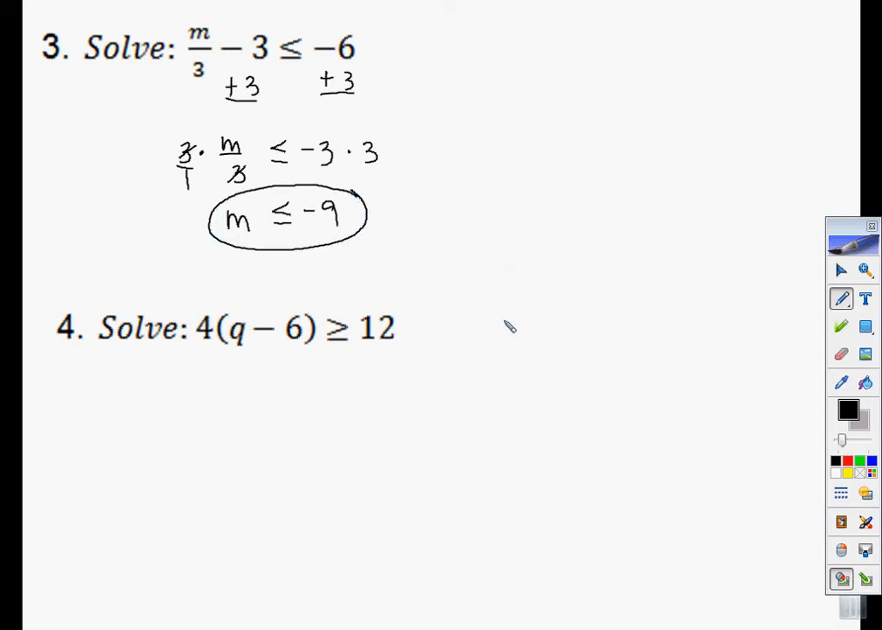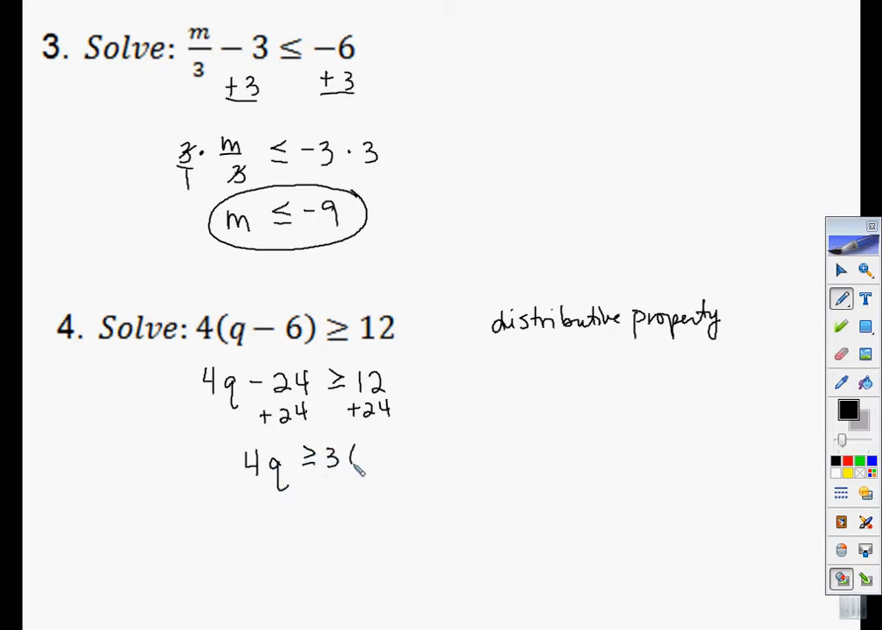All right. Number 4 is an example where we're going to have to use that distributive property. Remember, whenever you have a combination of addition and or subtraction with multiplication, that's the distributive property. So we're going to distribute this 4, multiply it to each term inside the parentheses. Okay, that's the distributive property. So I would distribute the 4. So 4q minus 24 is greater than or equal to 12. I'm going to add 24 to both sides to further isolate that variable.